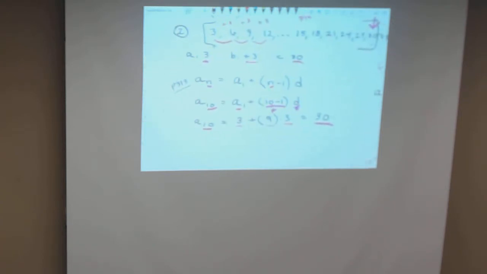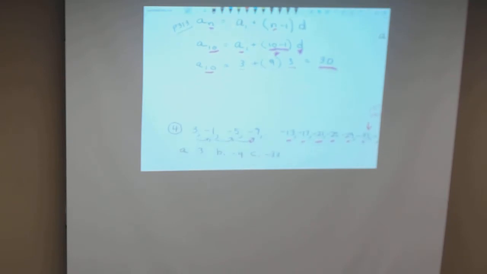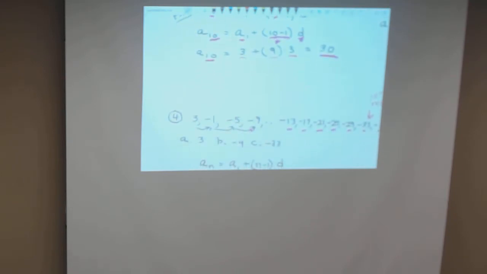So let's do problem number 4. Here's 3, and then here's negative 1. How did I get from 3 to negative 1? What's the common difference? Minus 4. Minus 4. Everybody see that? You look at a number line, you go to 3, you go to negative 1, it would be minus 4. Check it out. You go from negative 1 to negative 5, what is it?